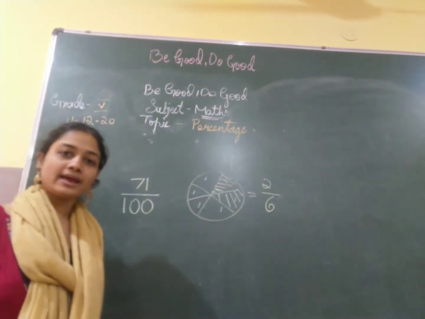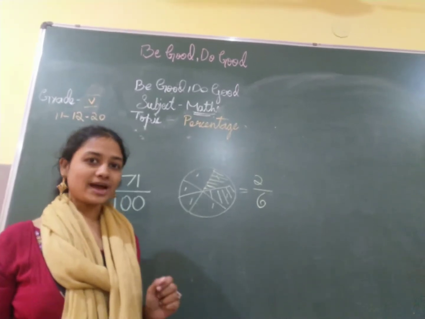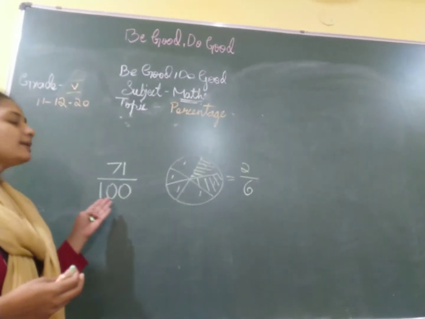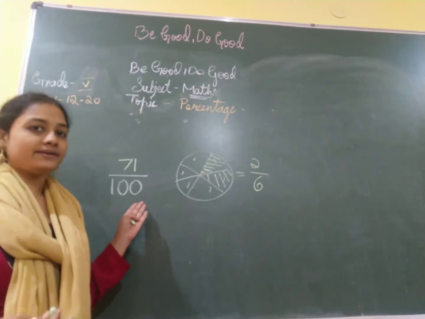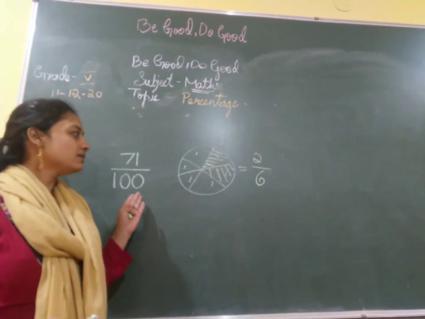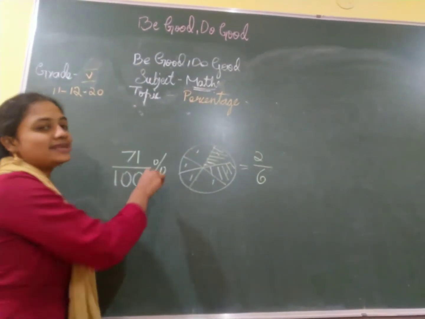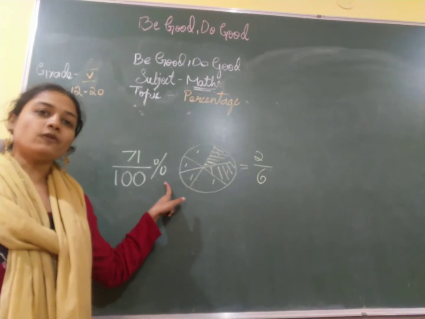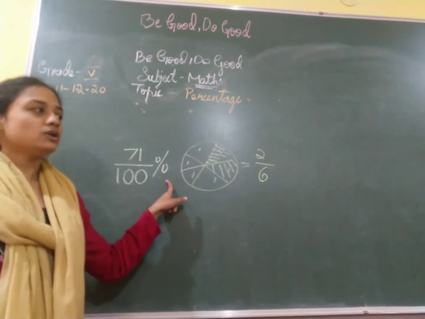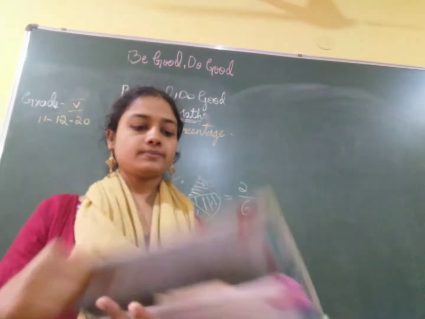So, you can also say percentage is nothing but a special type of fraction with the number of divisions being 100. Because this is a special type of fraction, we will be representing it with a special symbol. This is the symbol for percentage. Now, I will show you it in the textbook.